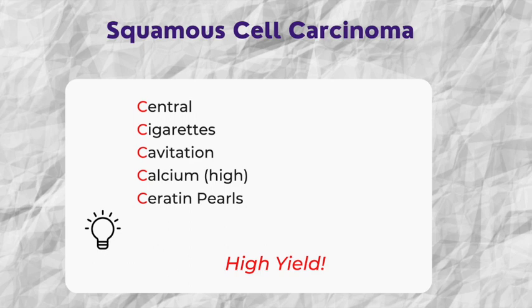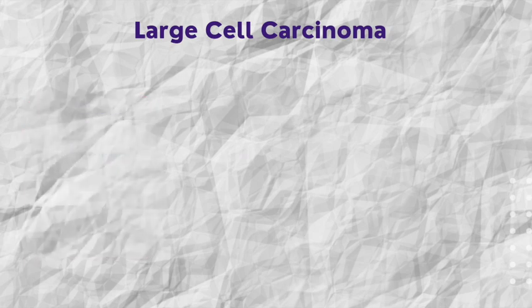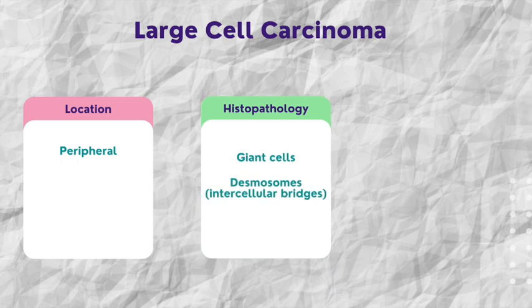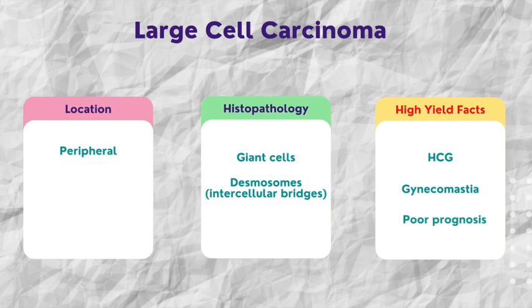Now let's move on to large cell carcinoma. So for large cell carcinoma, the location of this is usually peripheral. Histopathology will reveal giant cells and also desmosomes, which are intercellular bridges. High-yield facts that you need to know is that large cell carcinoma can be associated with elevated HCG levels, causing patients to have signs and symptoms like gynecomastia, and also they could have galactorrhea.